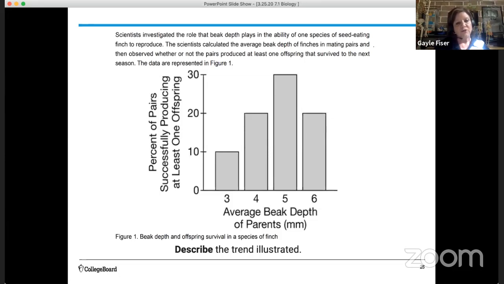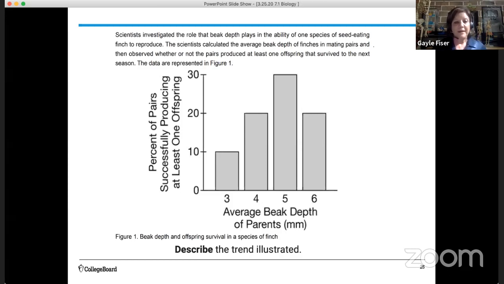So if I'm going to describe the trend illustrated, all I would say is that I see a higher % of pairs successfully producing at least one offspring at 5 millimeters. Okay, let me read the passage just to see if there's anything else we need to know. Scientists investigated the role that beak depth plays in the ability of one species of seed-eating finch to reproduce. The scientists calculated the average beak depth of finches in mating pairs and then observed whether or not the pairs produced at least one offspring that survived to the next season. The data are represented in Figure 1. So what we need to answer is describe the trend illustrated.